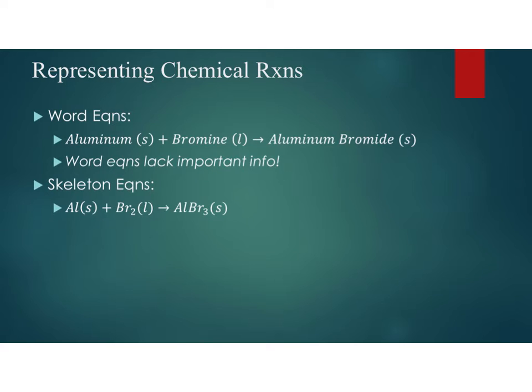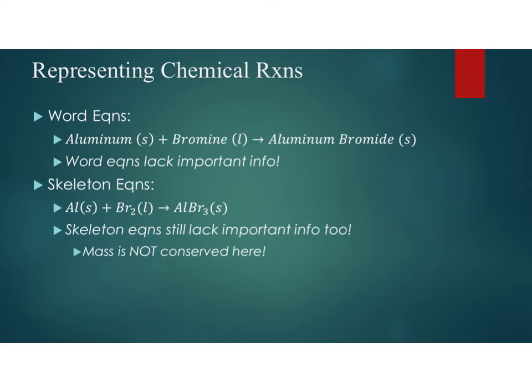So we have aluminum in the solid state. Now Br2, remember bromine is a diatomic molecule, that's why we have that 2 there. So I have Br2 in the liquid phase yields aluminum bromide. Now this one tells me I have 1 aluminum and 3 bromines, which is nice, and it tells me that's in the solid state, but it still doesn't tell me how many aluminums or how many bromines I need and how many aluminum bromides it's going to produce.